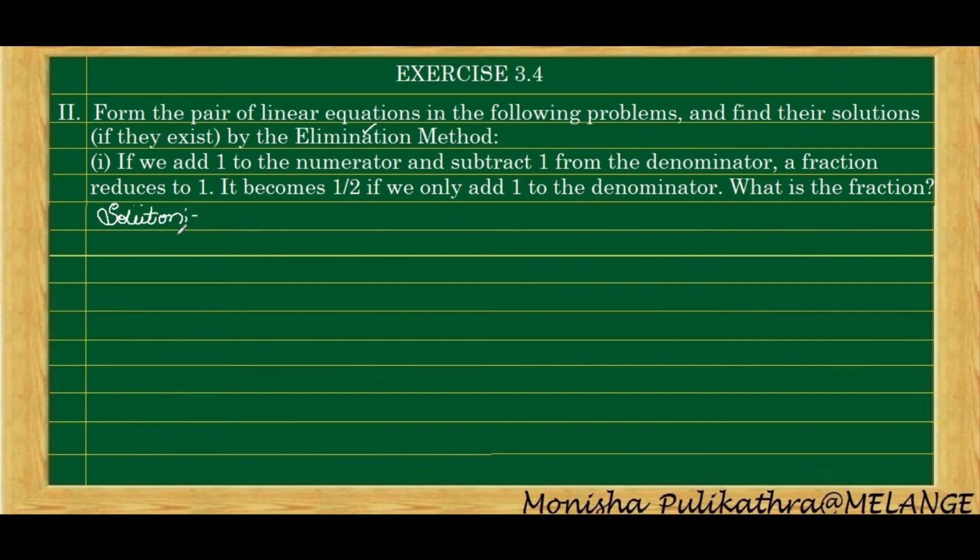So here the question given is, if we add 1 to the numerator and subtract 1 from the denominator, a fraction reduces to 1 and it becomes half if we only add 1 to the denominator. So what is the fraction? Here we need to find out a fraction. So let the fraction be x by y. Okay, so this is a fraction. So we need to find out x and y so that we will get an entire fraction.